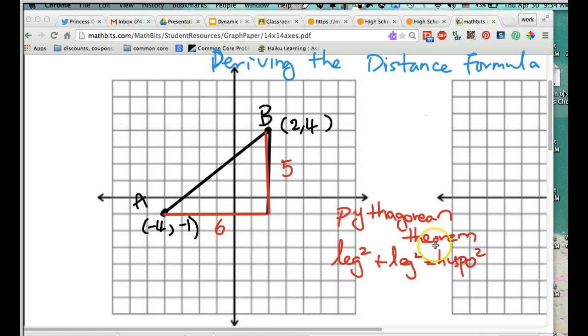And using the Pythagorean theorem, you know that in order for you to find the measure of the hypotenuse, you have to go 6 squared plus 5 squared equals hypo squared, right? And that's the segment AB, right? We're going to calculate this, and this is going to be 36 plus 25. And that is hypo squared. Can somebody tell me what 36 plus 25 is?